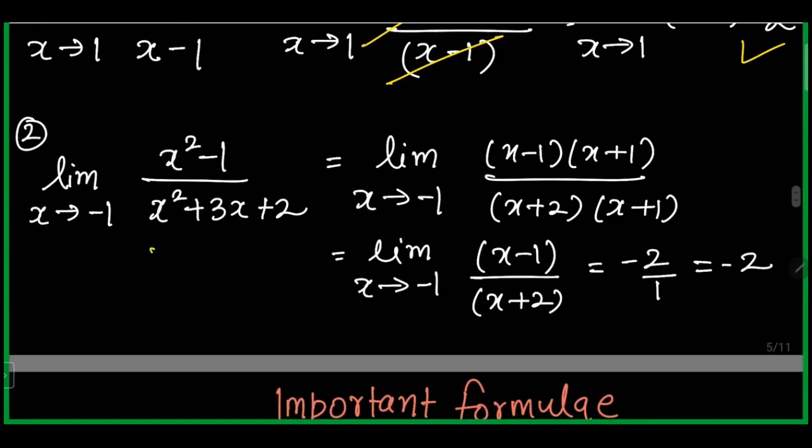Similarly, you can do this question: x square minus 1 by x square plus 3x plus 2. You can factorize the numerator as well as the denominator. We all know how to factorize quadratic equations and cubic equations. I hope you all know these things. Any BSc or MSc student must know how to factorize. Once you factorize, cancel the terms and put the value, you will get an answer of minus 2. It's very basic and simple mathematics.